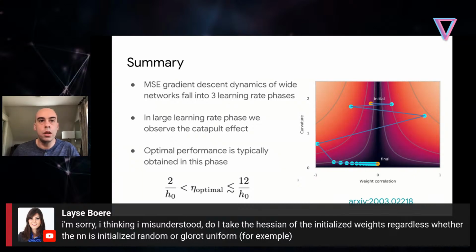Okay, I see another question on YouTube. Do I take the Hessian of the initialized weights regardless of whether the neural network is initialized random or uniform? That is correct. The initialization method does not matter for this purpose. We don't rely on that. Whatever you initialize your weights, you just take the Hessian, measure the top eigenvalue, and that's the number we care about.